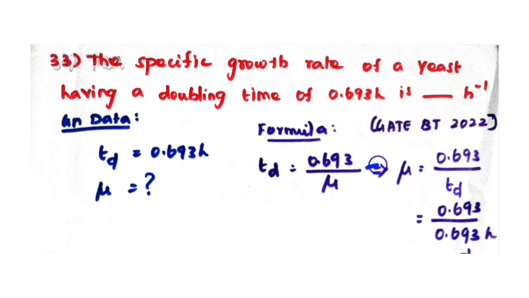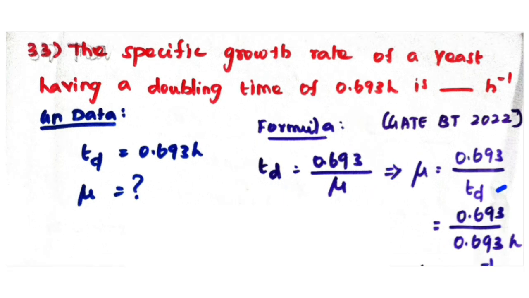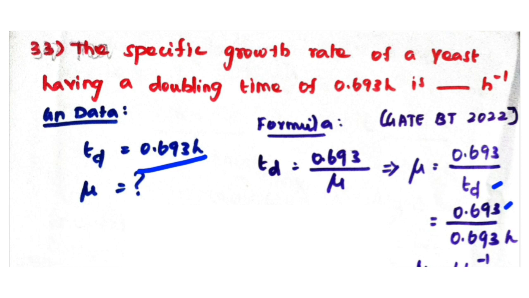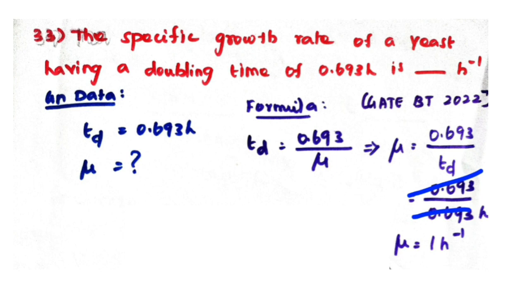You can rewrite this equation as mu is equal to 0.693 divided by TD. So in the given data they have given TD as 0.693 hour. So mu is equal to 0.693 divided by 0.693 hour. So 0.693 will cancel out, and you will get mu is equal to 1 hour power minus 1.